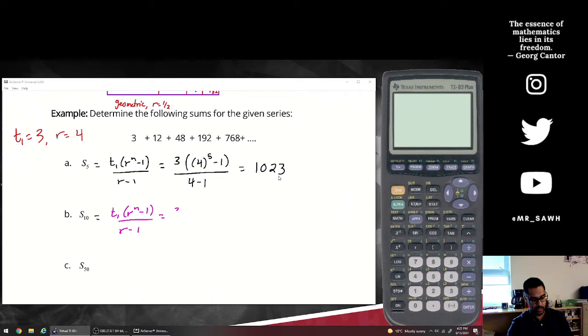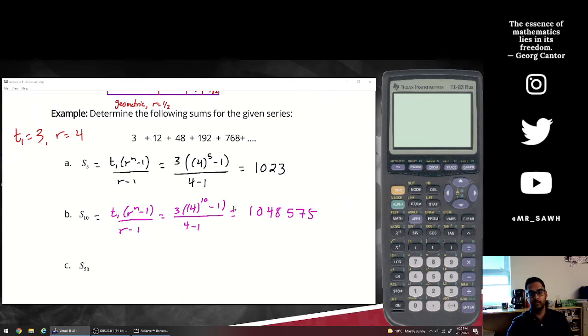If you do that for 10 terms, t1, r to the n minus 1, and then r minus 1 one more time. So there's your 3, there's your ratio. 10 terms we're going to add up, so that ratio happens 10 times. And then 10 minus 1. Nope, the ratio is 4. I lied, 4 minus 1. There we go. But what you'll notice is this is a super large number: 1,048,575. Much larger than 1023, and they are very different.